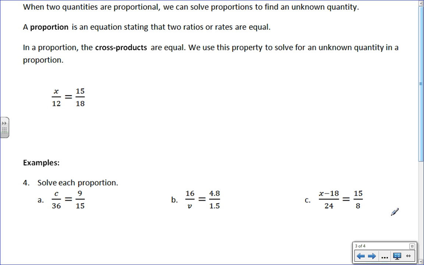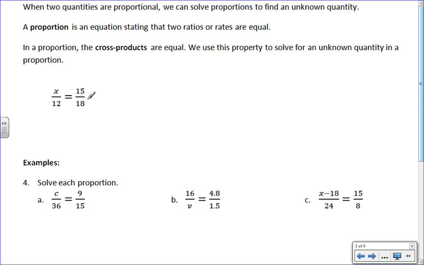Alright, so we have this proportion to begin with, and this is showing that these two ratios are equal. x over 12 is equal to 15 over 18. Proportions typically look kind of like equivalent fractions. It's just we're going to use a different way to solve them than thinking of them as equivalent fractions. But just be aware that that is a rather similar concept.